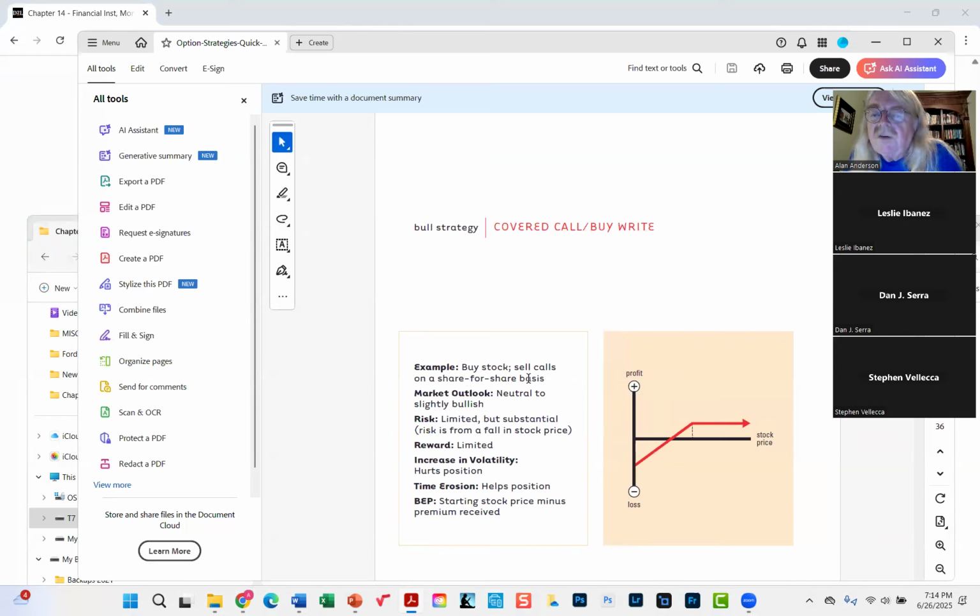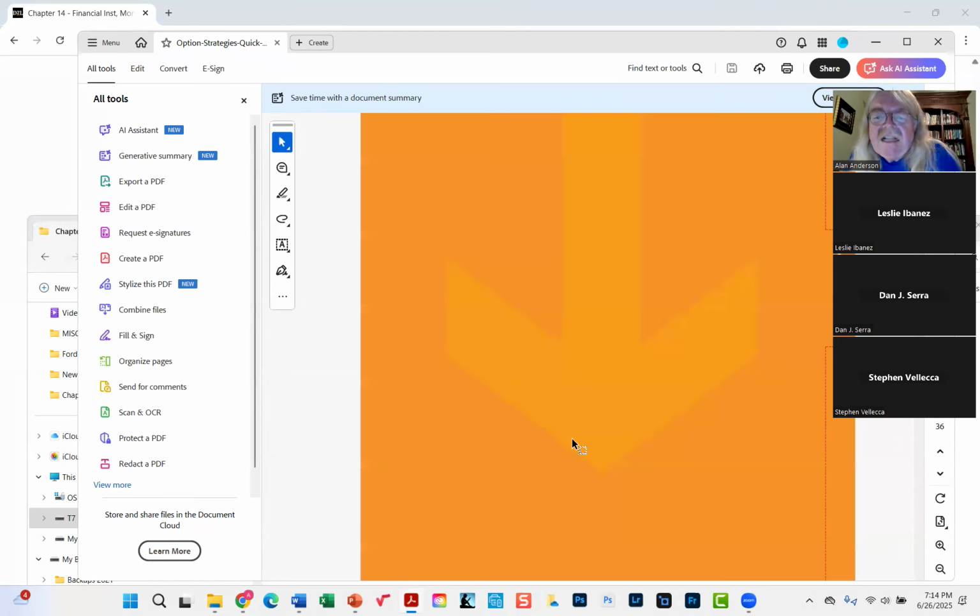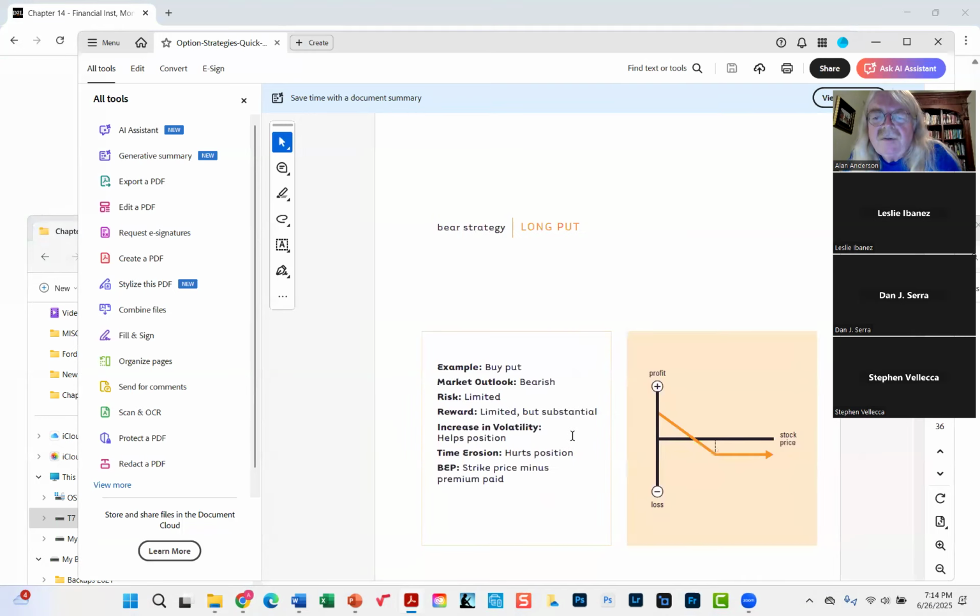We saw this one too, covered call, where you just own the stock and you sell a call against it. The risk is somewhat limited. Protected put, we saw this one too. You own the stock and you also buy a put, which puts a cap on your losses. And then, we've got some others. Now we're the long put, which means you're bearish. You're expecting the price to go down.